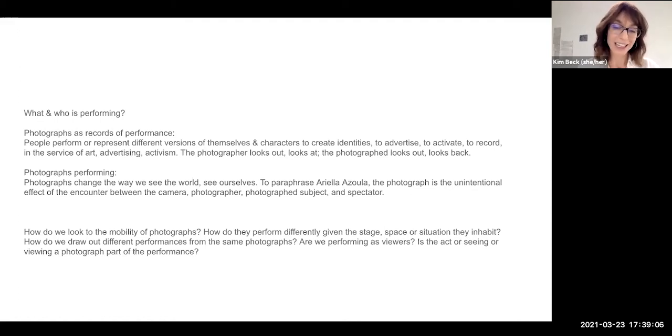So how do we look, again, just to pose the questions here, how do we look at the mobility of photographs? But also to add, how are we performing as viewers? Is the act of seeing or viewing a photograph part of the performance? So when I was thinking about this this evening and thinking about these wonderful readings, the first thing that I started to think about was the way that I understand what a photograph is telling me.